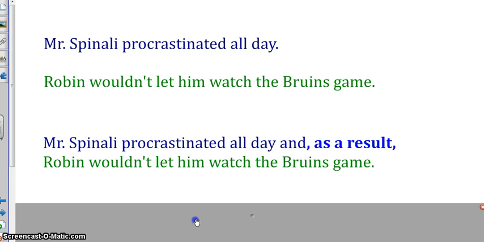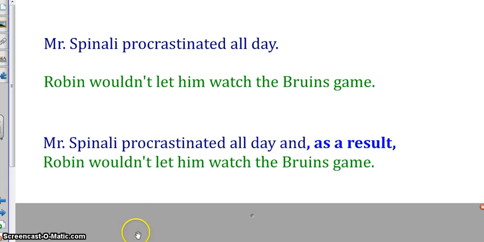When you look at the sentence here in the light blue, the transition I've added: Mr. Spinelli procrastinated all day, and as a result, Robin wouldn't let him watch the Bruins game. So as you can see, there's a clear connection between me procrastinating, surprise, surprise, and Robin not allowing me to watch the game because I procrastinated.